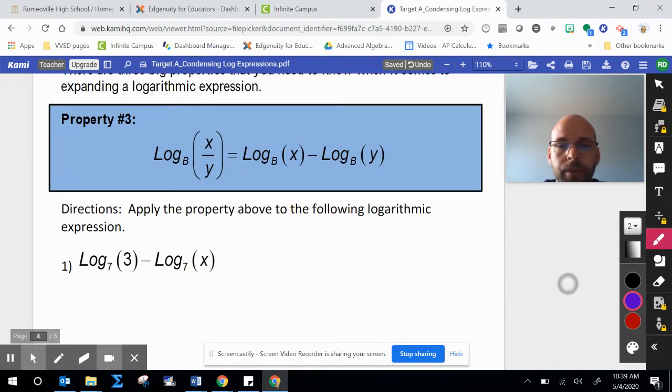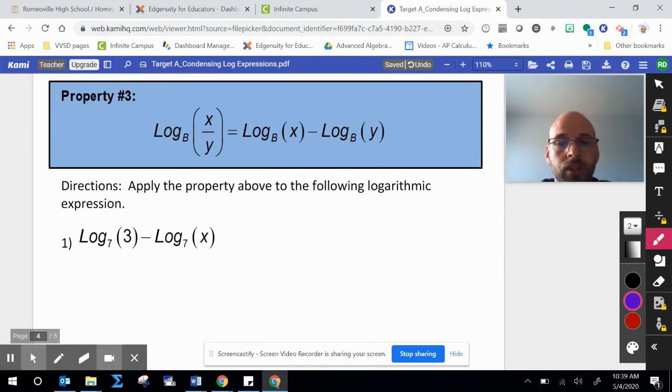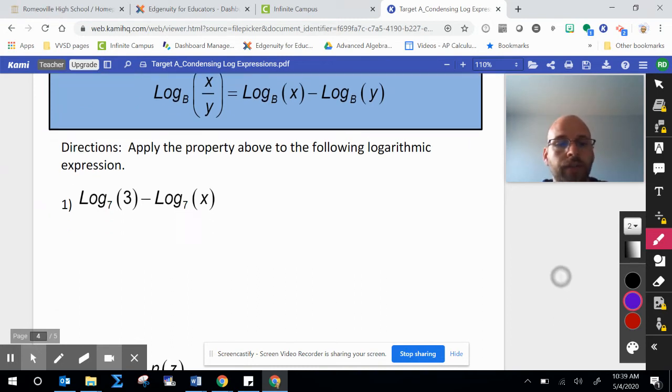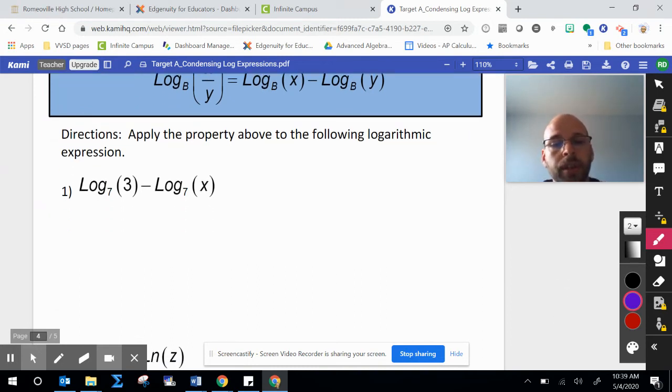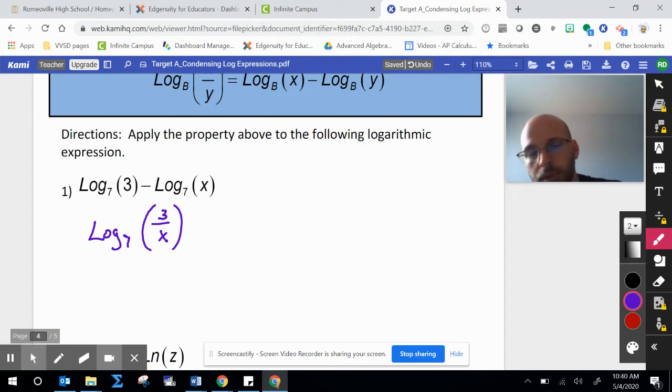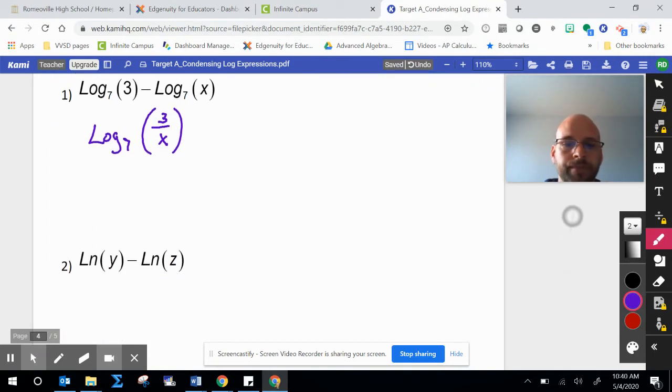And then the last property was subtraction, right? So if we subtract two logs, then it becomes division. So if I take the log base 7 of 3 minus the log base 7 of x, this is going to be the log base 7 of, the first one is always the numerator, and the second one is always the denominator. So it would be 3 over x, okay? So anytime you have subtraction, that becomes division.